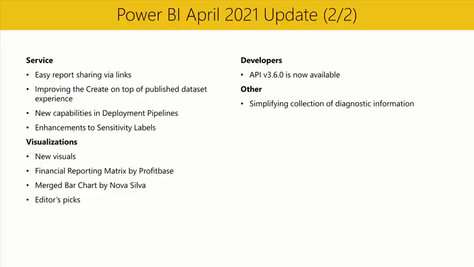First, sensitivity labels in Power BI Embedded are now generally available. This sensitivity label will be visible in the embedded view, and the label and its protection will persist when the data is exported to Excel.